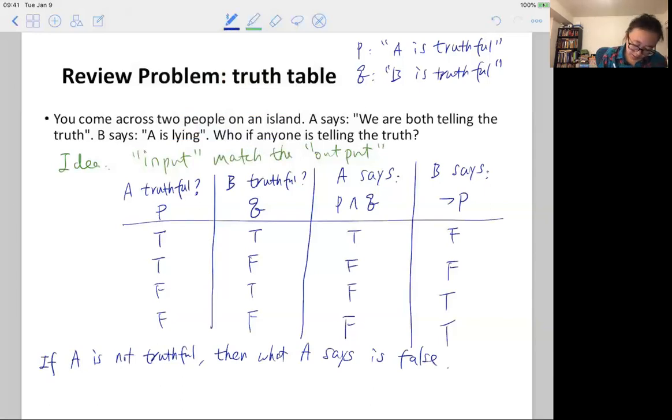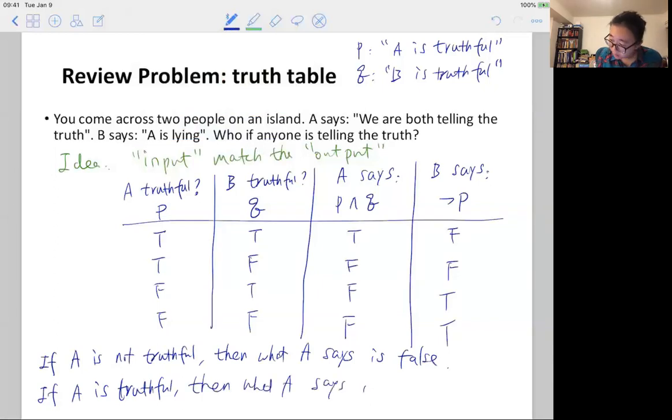On the other hand, if A is truthful, then what A says is true, right? So if A is always telling the truth, then what she said has to be true, right? So if A is truthful, what she said has to be true. So now this is where the interesting thing happens when I say input has to match the output.